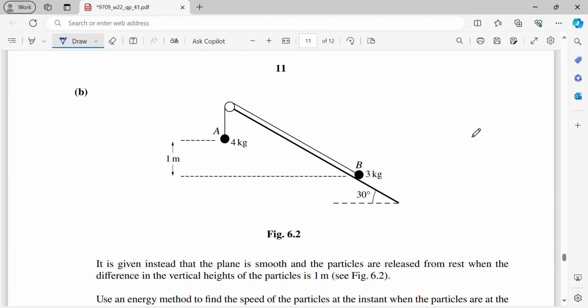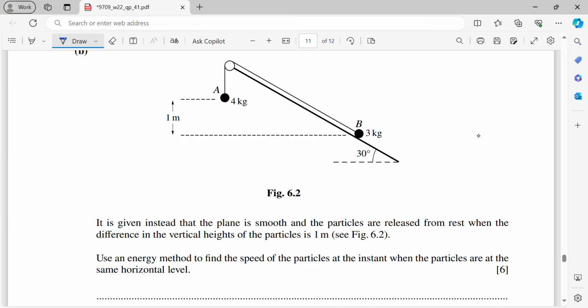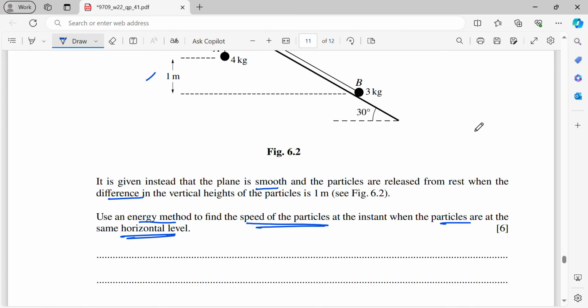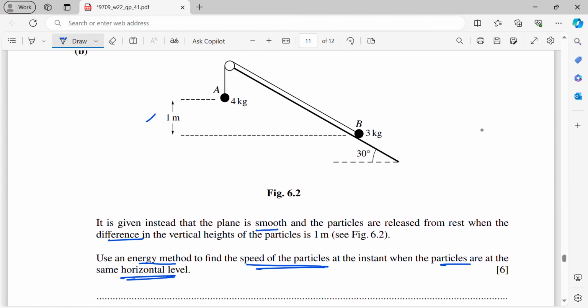Okay, now for part B, it is given instead that the plane is smooth, so no more frictional force, and the particles are released from rest when the difference in the vertical heights of the particles is 1 meter. Okay, so here, this is 1 meter. I use an energy method to find the speed of the particles at the instant when the particles are at the same horizontal level. Okay, so from here, basically we have two methods to solve this question.